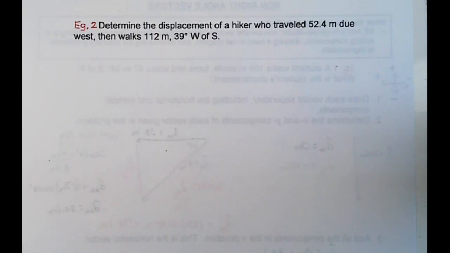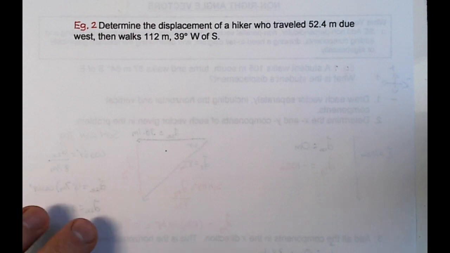Let's do one more example on how we can determine non-right angle vectors. So in this example, we need to determine the displacement of a hiker who has traveled 52.4 meters due west, then walks 112 meters at 39 degrees west of south.